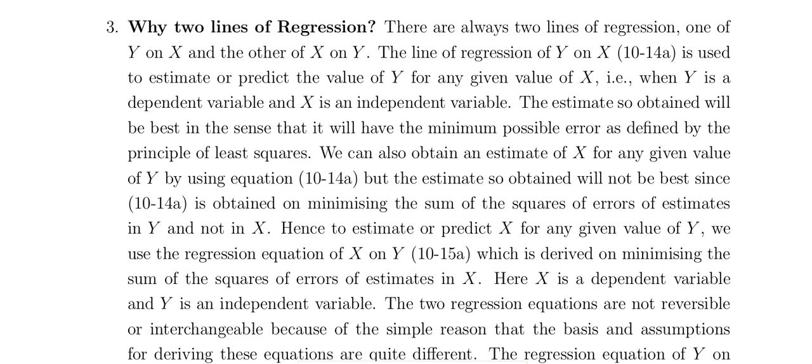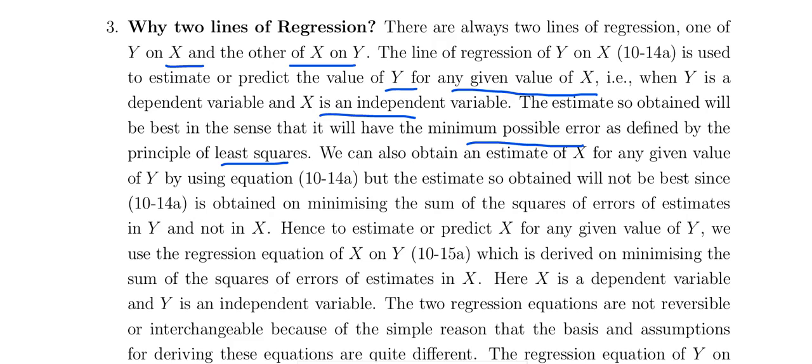So that is the two lines of regression. There are always two lines of regression, y on x and x on y. The line of regression y on x is used to estimate or predict the value of y for any given value of x, when y is the dependent variable and x is the independent variable. The estimate obtained will be the best, in the sense that it has the minimum possible error, as defined by the principle of least squares.